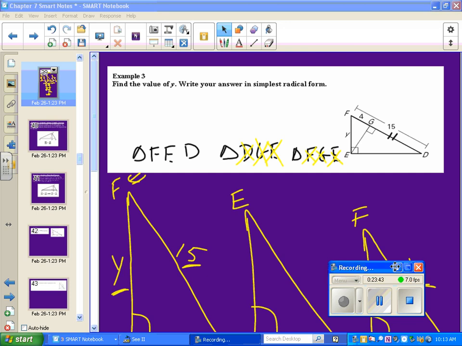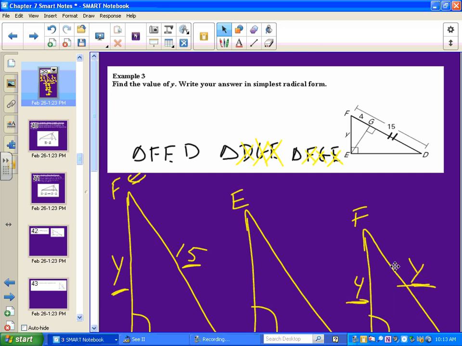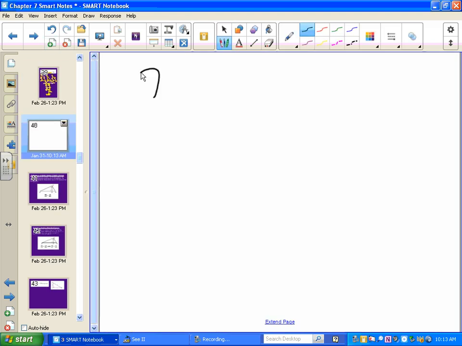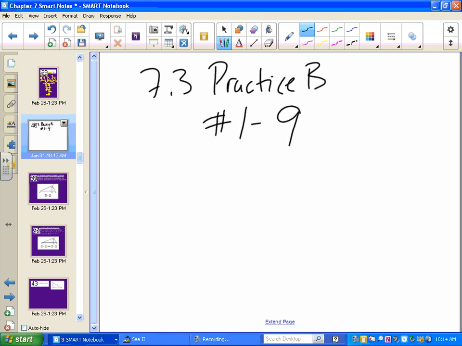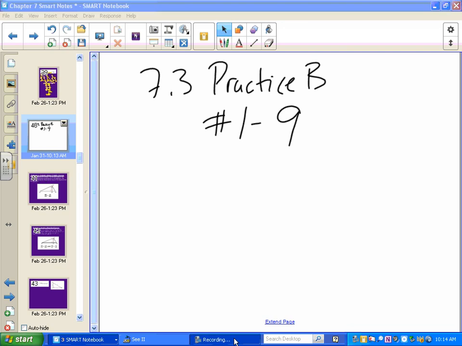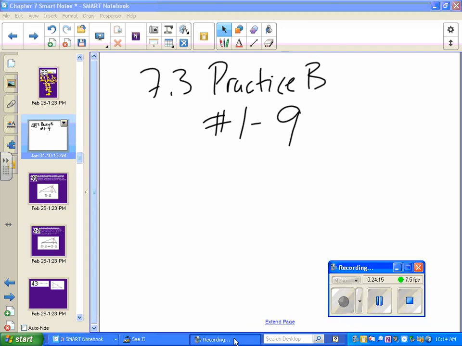Okay, your assignment for tonight, I'm going to stop there for today. Your assignment for tonight is 7.3, practice B, numbers 1 through 9. Now, keep in mind, please remember, you want to make sure that you are separating those triangles whenever you are doing this and looking for those similar triangles and those corresponding side lengths. So once again, 7.3, practice B, numbers 1 through 9.